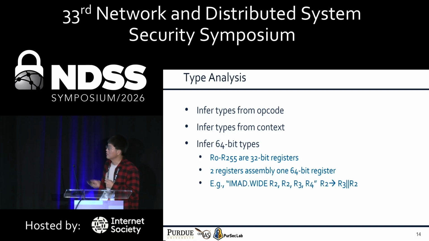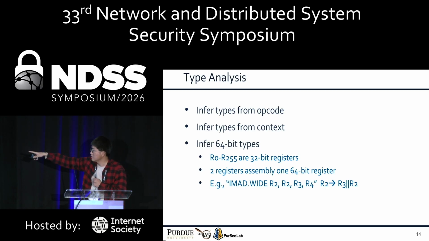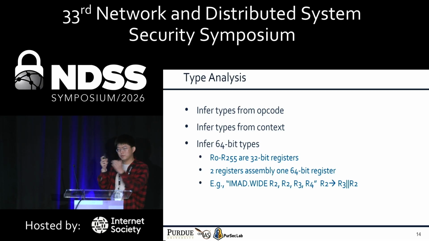Here is another example, also using IMAD. The wide is a modifier. This modifier means that R2 is a 64-bit value. Then here R2 is not R2 itself, it's R3 and R2. R3 is used to represent the higher 32-bit value. And also if this R2 is R6, then it will combine with R7 and R6. So this is interesting, and more details can be found in our paper.